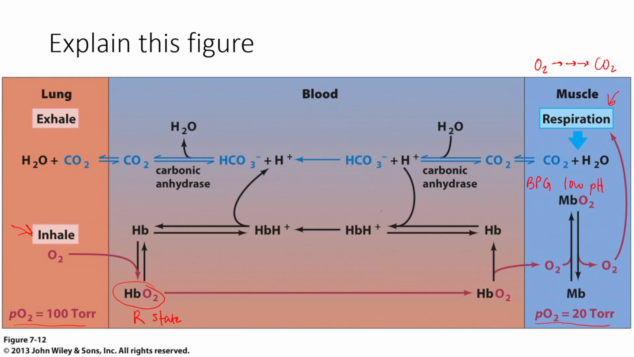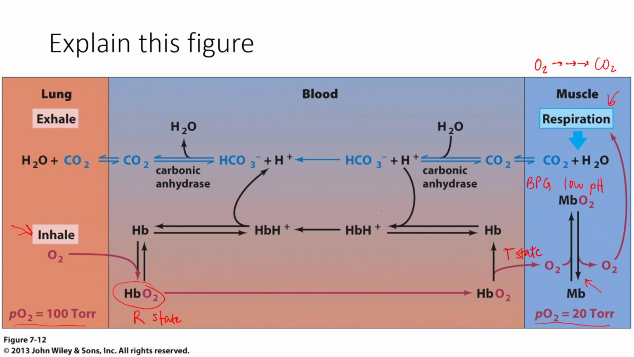We have low oxygen. So what does all of this mean for what our hemoglobin wants to do? What state are we in? Yeah, the T state. Exactly. So we have our T state, which means we're releasing our oxygen. And what is taking up our oxygen? Yeah, myoglobin. And so that's what we see on the side over here.